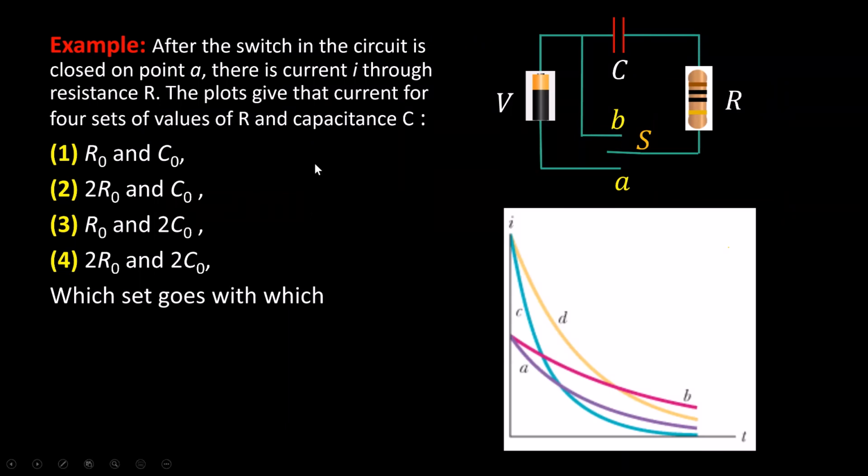Now, this is one of the questions of the book. It says that when the switch S is closed on A, there is a current I to resistance R. The plots give that current for 4 sets of values of R and capacitance C. R naught and C naught. The second one is 2 R naught and C naught. The third one is R naught and 2 C naught. And fourth one is 2 R naught and 2 C naught. It says which set goes with which. You need to match 1, 2, 3, 4 to A, B, C, D in this.